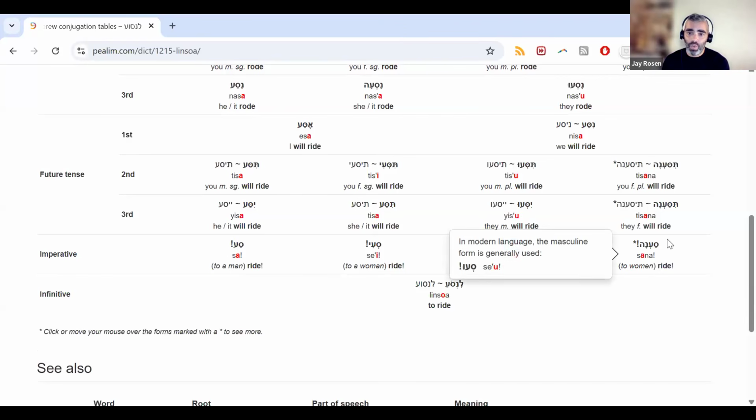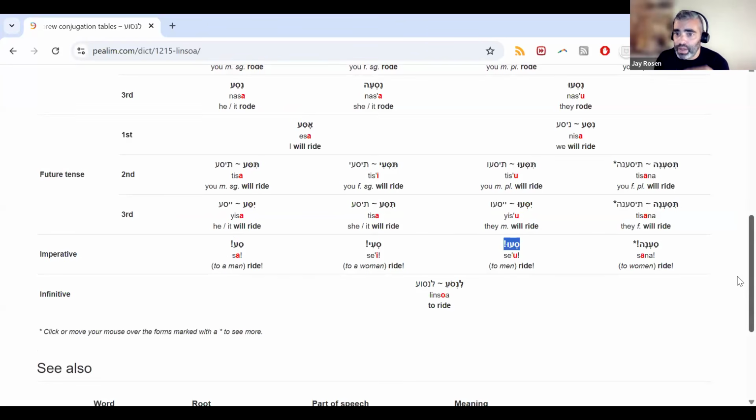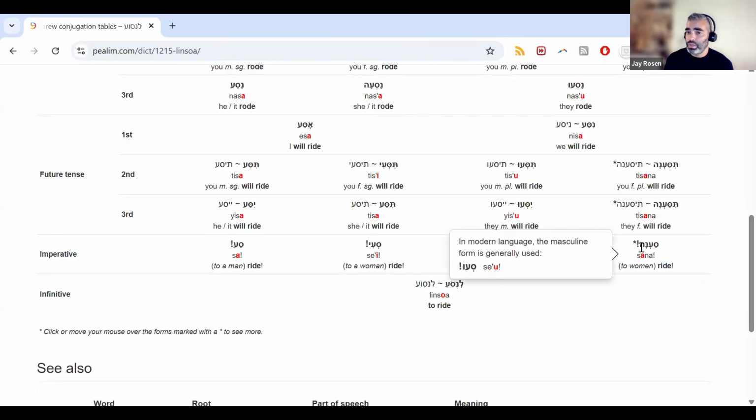And then you see here one at the end, and it says satna, right? Satna, two women. And then you see the moment I click on it, I hover over it, an asterisk, and it says in modern language, the masculine form is generally used.